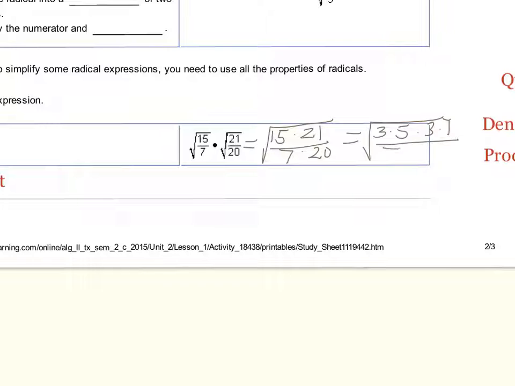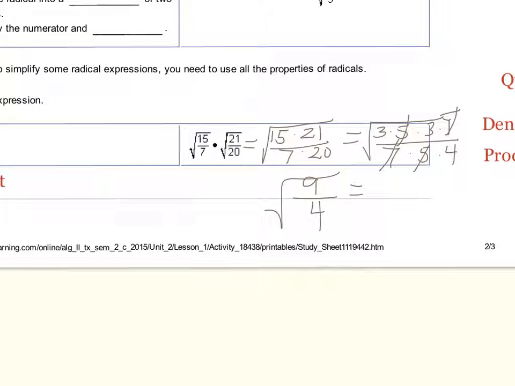Put all of that over 7. Didn't change that at all. And then I know 20 can be broken down to 5 times 4. I don't know what's up with this pen now. But that's 3 times 5 times 3 times 7 in the numerator and 7 times 5 times 4 in the denominator. So at this point, I know that 7 divided by 7 is 1, so that's gone. I know that 5 divided by 5 is 1, so that's gone. What that leaves me with in the numerator is the square root of 3 times 3, which is 9, over 4.